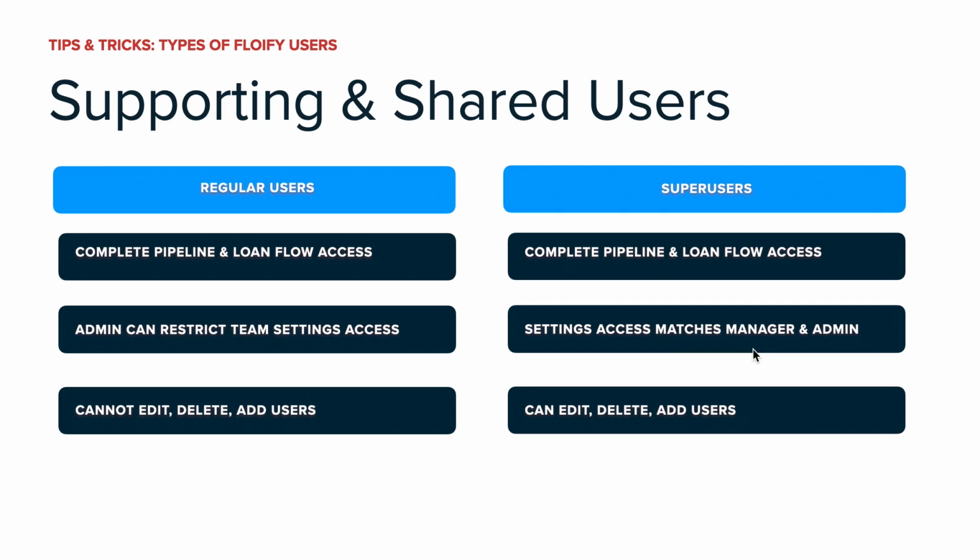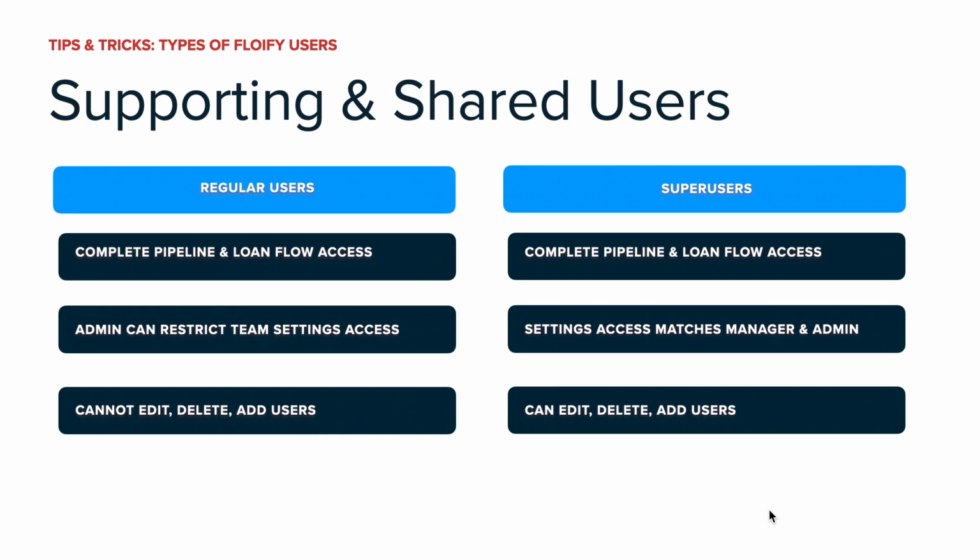The settings for super users, though, will always match the manager and the admin. So there's no way to change the access there. Well, there is a way to change it. You wouldn't want to change that if you're wanting to allow that manager or admin to have access to that specific setting. The next difference is that super users have access to edit, delete, and add additional users to that account. So these would be supporting users, while the regular users cannot edit, delete, and add users. They can still click on that users tab up there at the top, but they don't have access to make any changes there. So let's go ahead and put this into live action here.